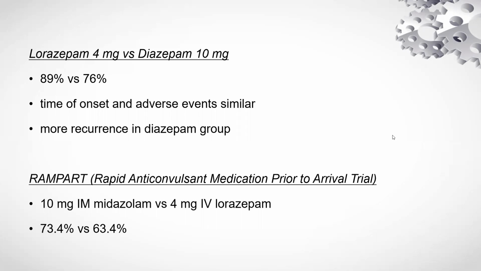In a recent trial called the RAMPART trial, which is the Rapid Anticonvulsant Medication Prior to Arrival Trial, in which the anticonvulsants were given prior to arrival in the emergency, it compared 10 milligram intramuscular midazolam versus 4 milligram IV lorazepam. It was found that the rate of seizure control was almost similar, but was slightly better in the midazolam group as compared to lorazepam.